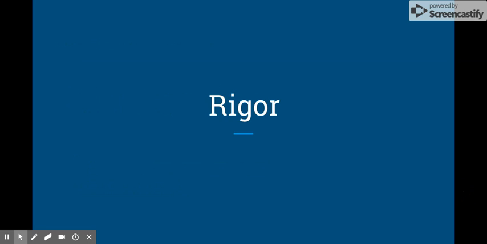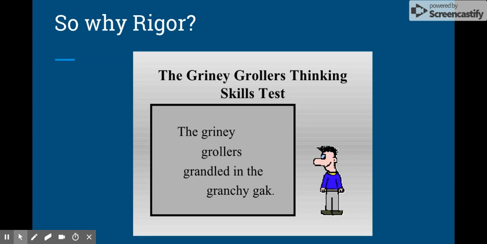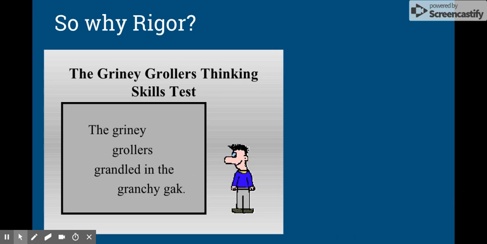All right, let's talk about rigor. So why do we start with rigor? You might have seen this sentence before. This is the Greiny-Groller's thinking test. So take a second, read that sentence to yourself. Okay, it's a whole bunch of nonsense words. Words that we haven't ever heard before, and words that really don't mean anything. However, we're still able to answer questions about the Greiny-Groller's Grandled in the Granchy Gack. We can still answer some questions.